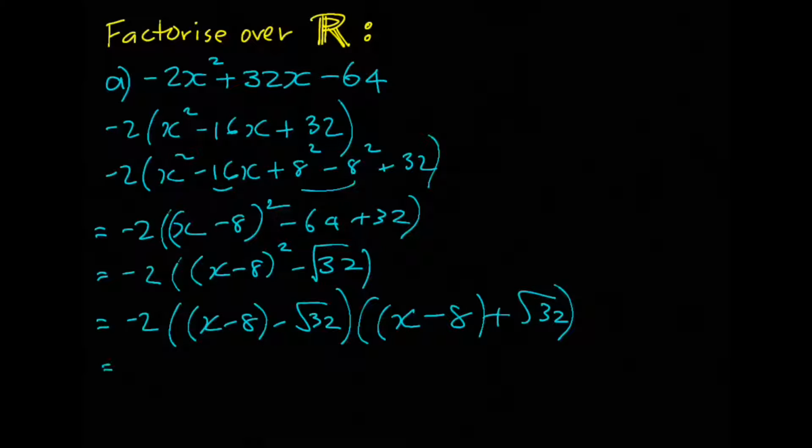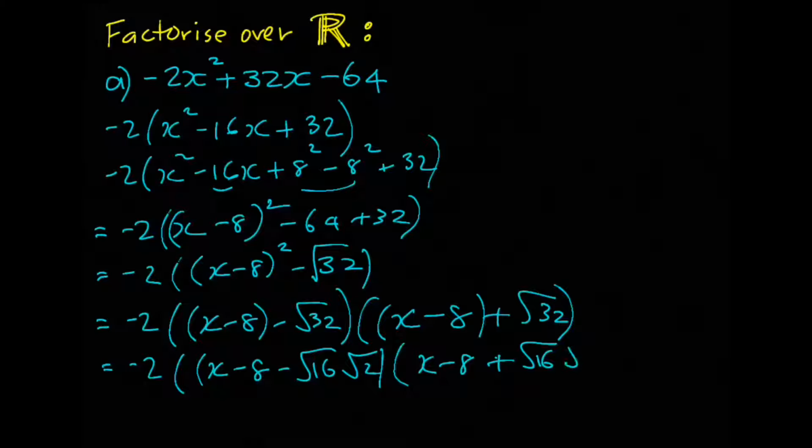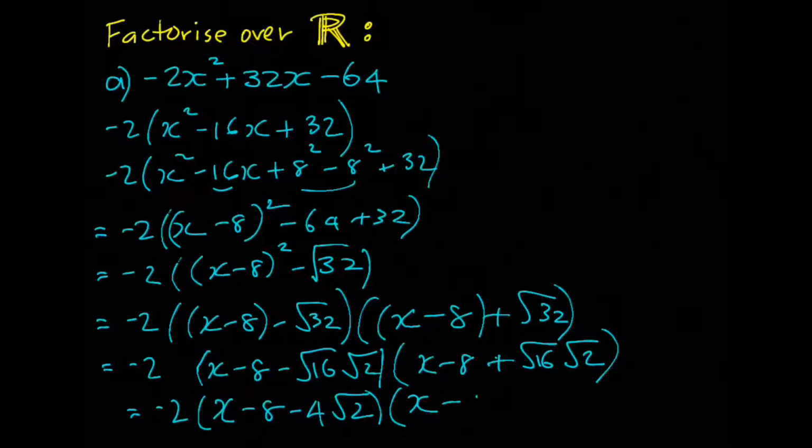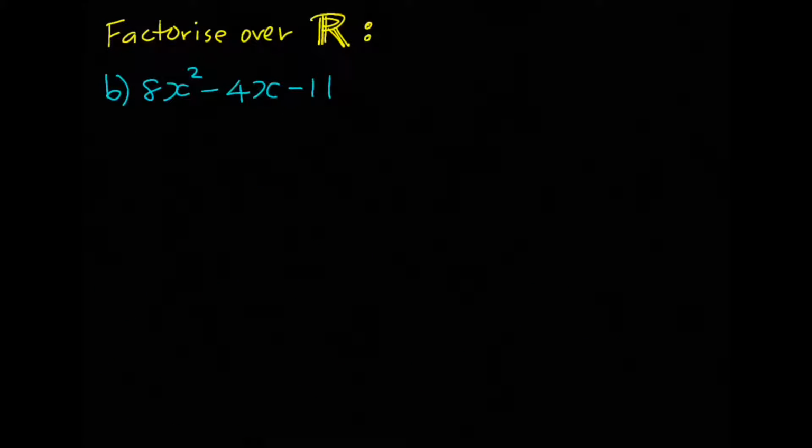And that can be written as negative 2 x minus 8 minus root 16 times root 2 times x minus 8 plus root 16 times root 2. And that equals negative 2 outside of x minus 8, root 16 is 4, so it's 4 root 2 times x minus 8 plus 4 root 2. Okay, moving on to part B.